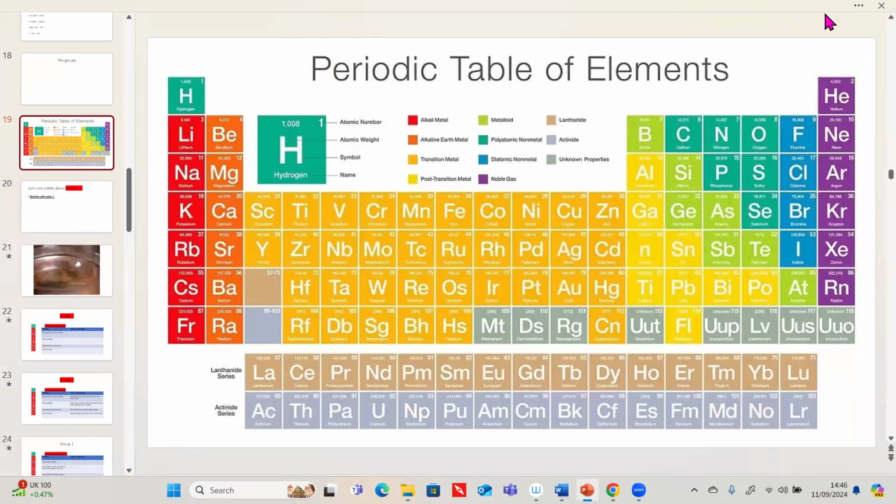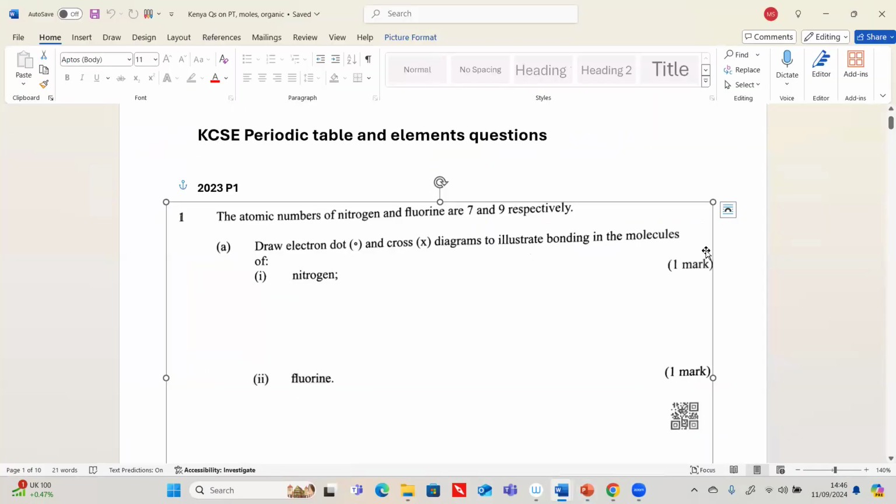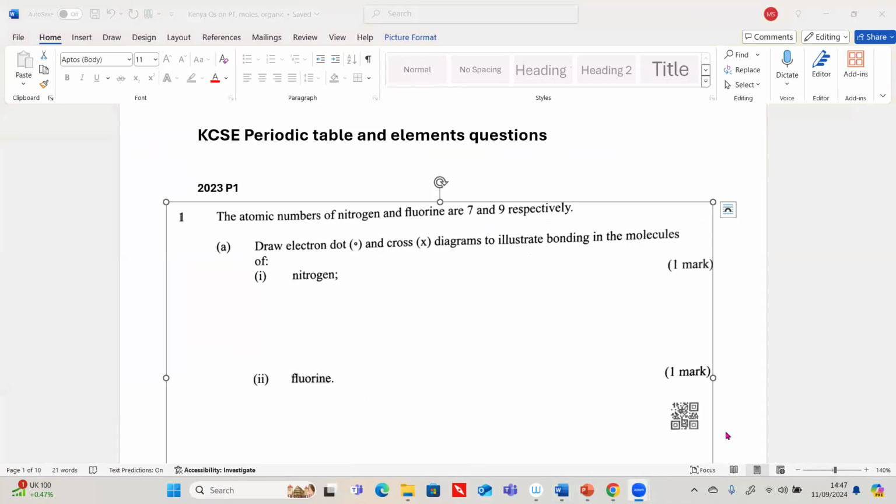There's the periodic table. Here's the question. Two minutes more. I hope everybody is having a go at this. I will be very interested if somebody wants to show me their answer. Oh, we have somebody from Dandora Girls trying to show me.